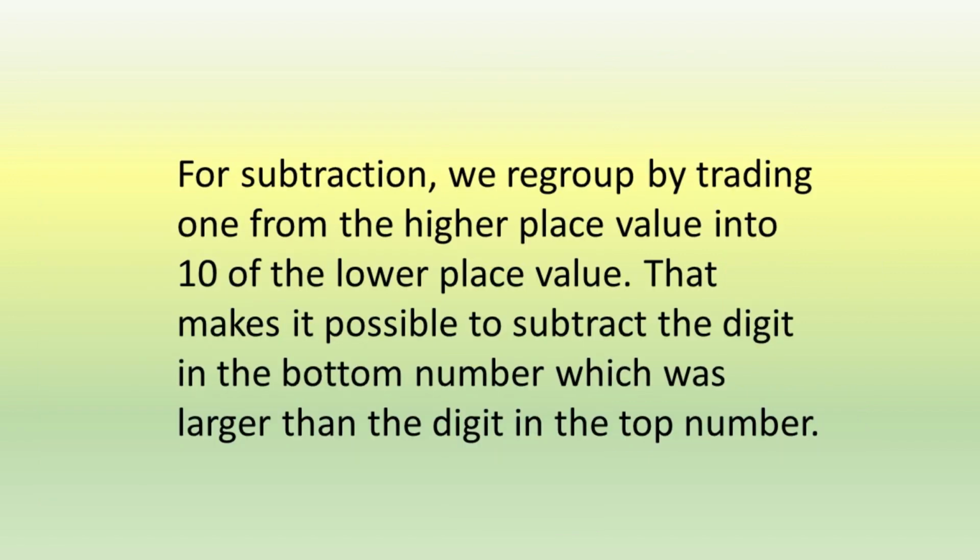For subtraction, we regroup by trading 1 from the higher place value into 10 of the lower place value. That makes it possible to subtract the digit in the bottom number, which was larger than the digit in the top number.